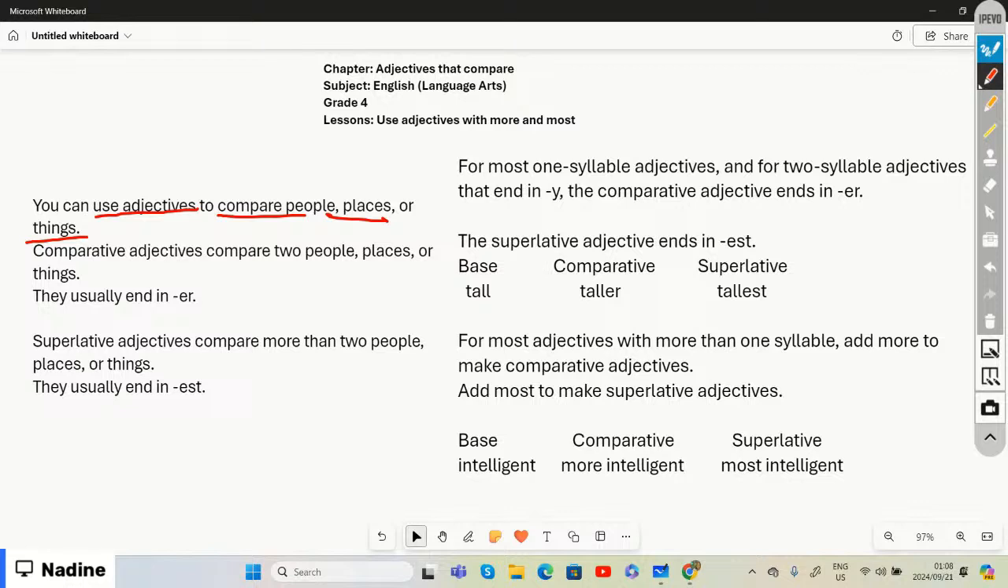Remember that an adjective tells us about a noun. So a noun names people, places, or things. So when we say we use adjectives to compare people, places, or things, we're making mention of the noun.